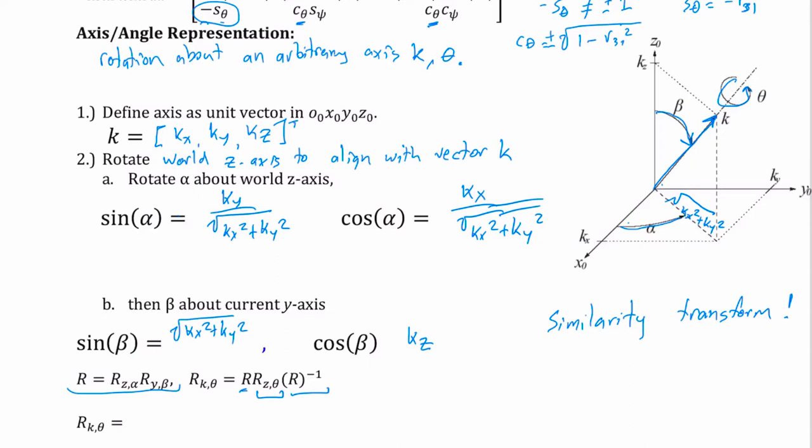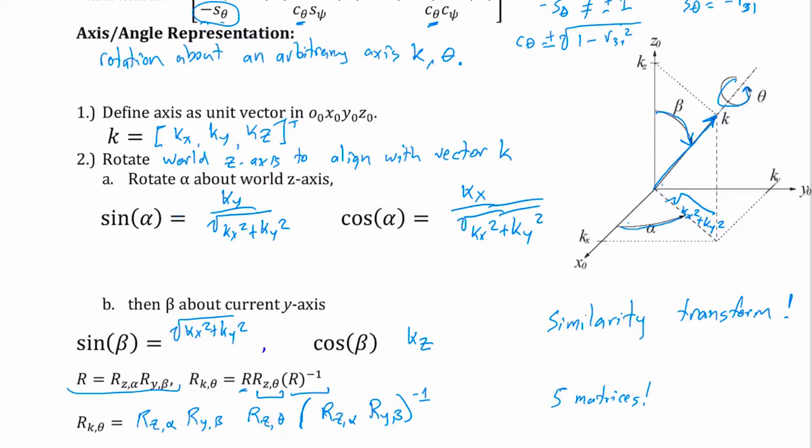And so we can write this entire rotation out here. First, we're going to do Rz, alpha. Then we're going to do our Ry, beta. Then we're going to apply our Rz of theta. And then we're going to undo everything. So I'm going to put it in parentheses, Rz alpha, Ry beta, and inverse. That's 5 matrices if you do it the lazy way.